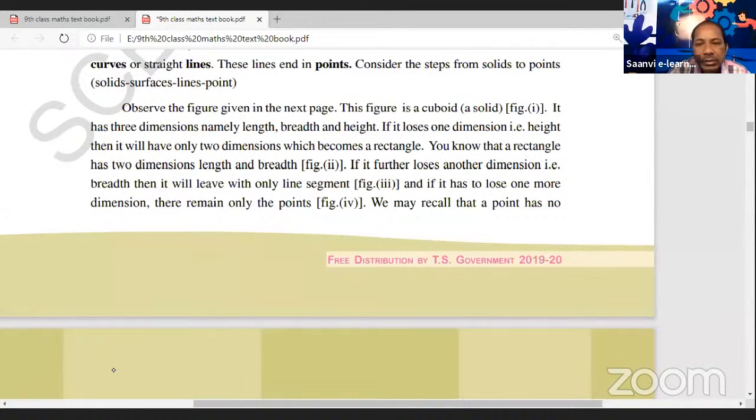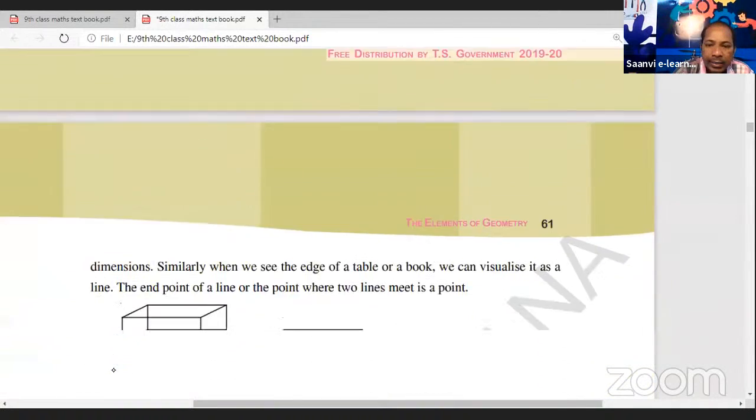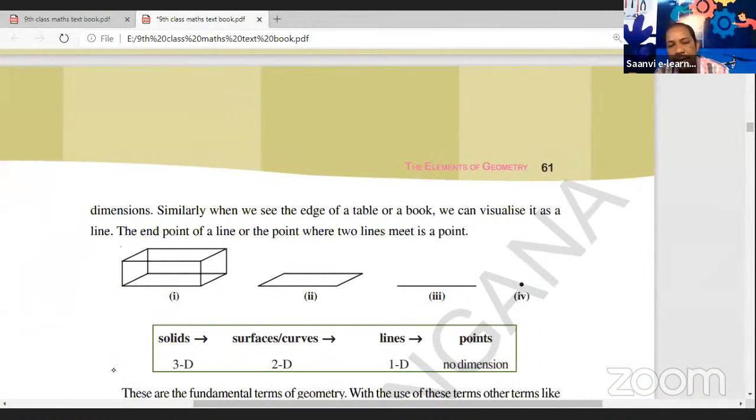You know that a rectangle has 2 dimensions, length and breadth. If it further loses another dimension, that is breadth, then it will be left with only a line segment. It is already shown in the figure. First of all, we have taken the cuboid and removed one dimension, that is height, so the cuboid became a rectangle. The rectangle again has 2 dimensions, length and breadth. If we remove one more dimension, that is breadth, the rectangle becomes a line segment.